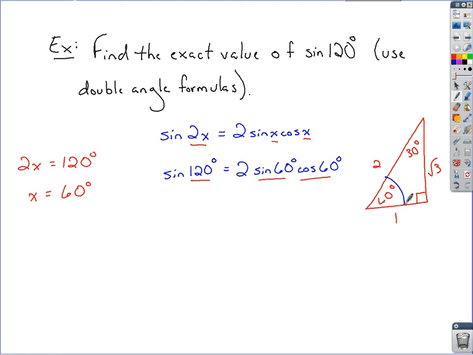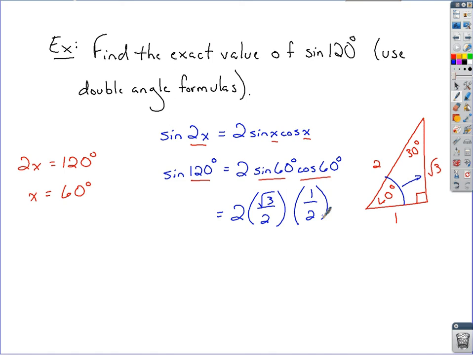Let's see, opposite 60 is going to be the root 3, adjacent is going to be 1, hypotenuse is going to be 2, right? So it's 2 times the sine of 60. Sine of 60, opposite over hypotenuse, would be root 3 over 2. Cosine of 60, adjacent over hypotenuse. Adjacent's 1, hypotenuse 2. Everything's plugged into the formula.